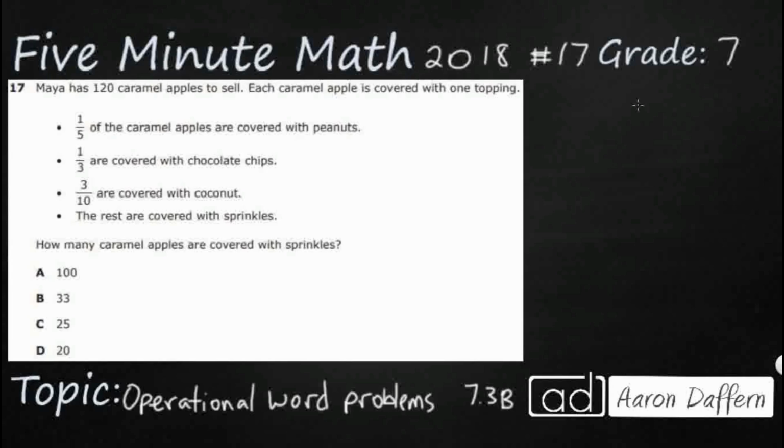Today we are looking at the 7th grade concept of operational word problems. This is standard 7.3b in the great state of Texas, and we are using item number 17 of the 2018 released STAAR test. If you have not done so already, please go ahead and take a moment to pause the video, work this problem out on your own, unpause it, and then we will look at our answers together.